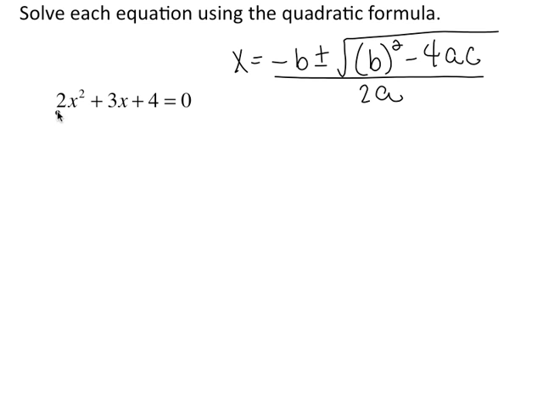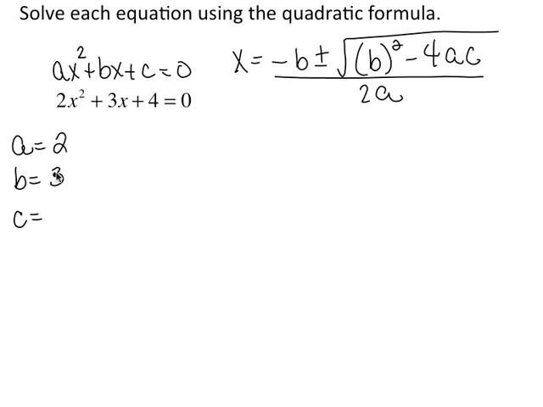So the first step is to make sure that our equation is written in standard form. Standard form is ax squared plus bx plus c equals 0. Now we can identify our a, our b, and our c. So a in this case is equal to 2, b is equal to 3, and c is equal to 4.